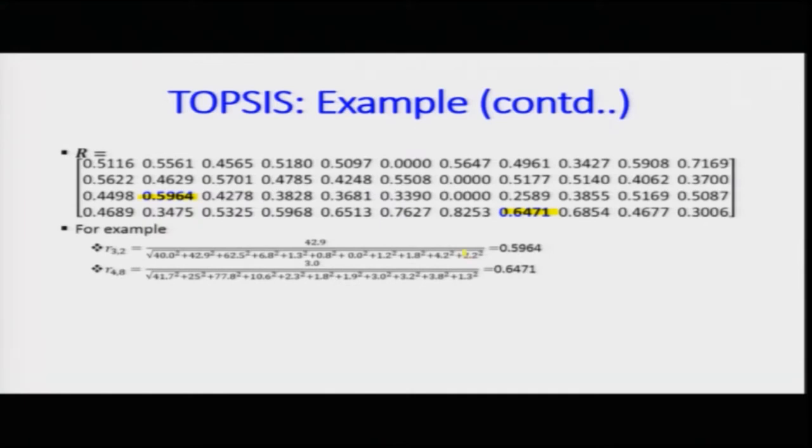From where did these values come? Look at R3,2, the space for the 3,2 cell. I am considering the third alternative and the second row. The second row values were these, which I said as squares. My mistake, it would be the third row, sorry, because 3 is the third alternative and 2 is the cell value, which was 42.9, which is here. I will mark it with a different marker so it will be easy. Sorry for that.